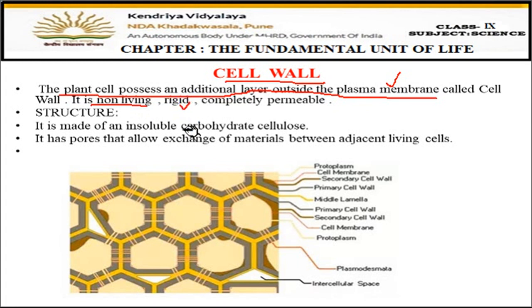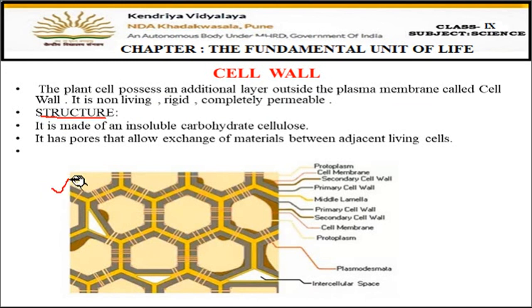Rigid also, that means it provides hardness to the plant cell. Then it is completely permeable. It allows all the types of substances to pass through it. So it is completely permeable. Whereas the plasma membrane is selectively permeable or semi-permeable. That means it allows the entry and exit of some selective substances. So let us now see the structure of the cell wall.